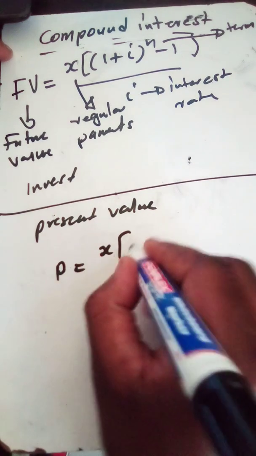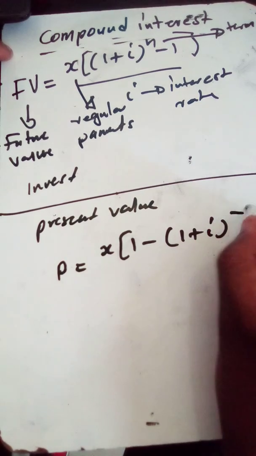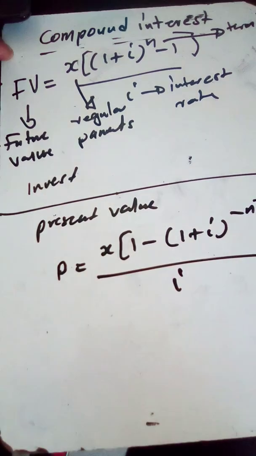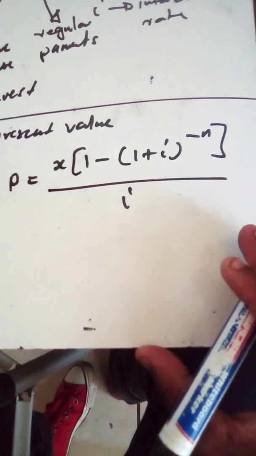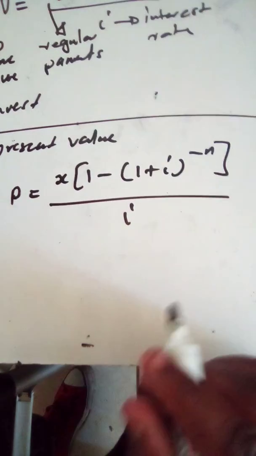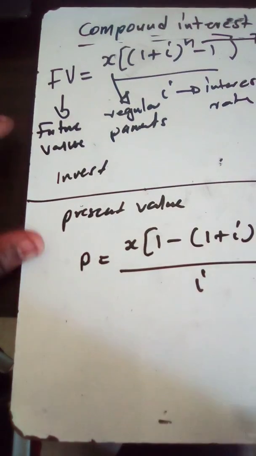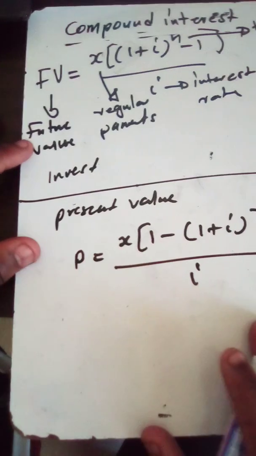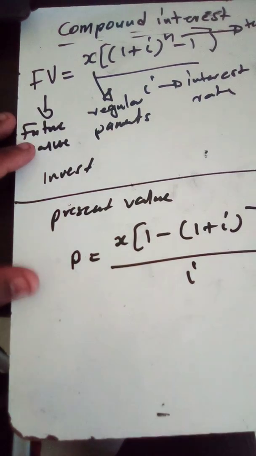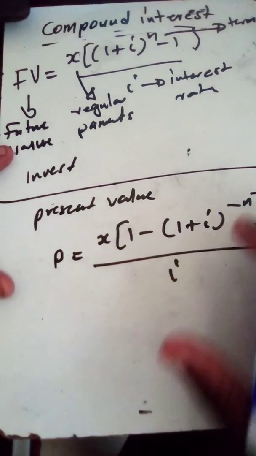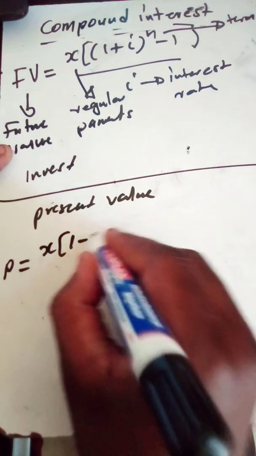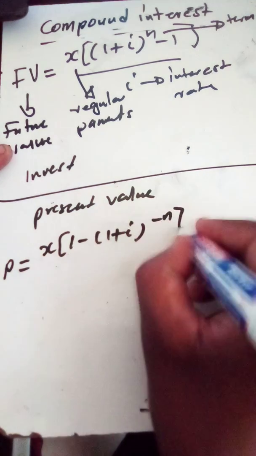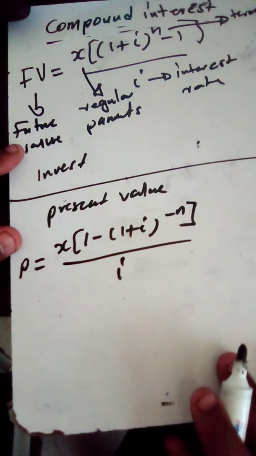P equals X in brackets 1 minus 1 plus I to the power negative n, over I. You use this one only when you are working with loans. It can be that the question says you make a loan, or maybe it says mortgage, bond, land, installment. Use that formula that I gave you. Let me rewrite it properly so you can see: X in brackets 1 minus 1 plus I to the power negative n, over I.